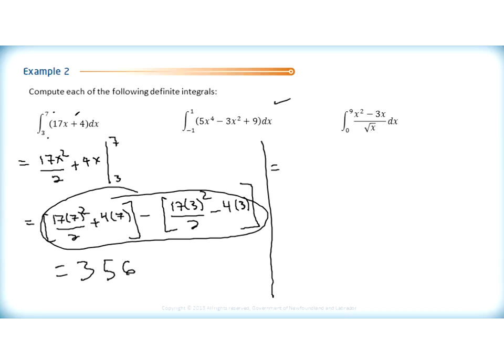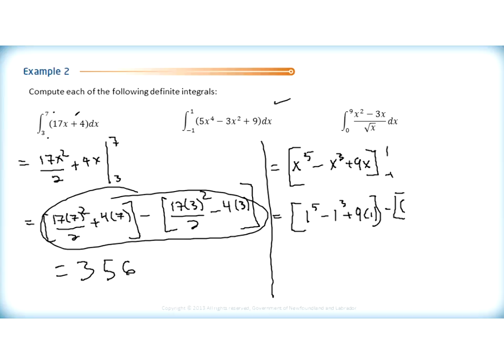So I'm going to just take an antiderivative for that. So 5x to the power 4 will be just x to the power 5. 3x squared gives me x cubed. And then 9x. And let's use that other notation, just so everybody remembers that there's 2 of them. And we can go from -1 up to 1. So that's going to give us 1 to the power 5 minus 1 to the power 3 plus 9 by 1. And I have to subtract what I get when I take -1 to the power 5 minus -1 cubed plus 9 by -1, like so.